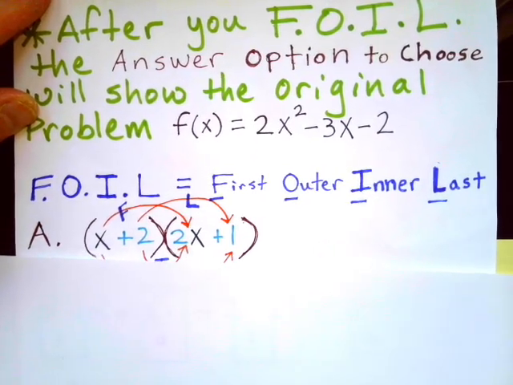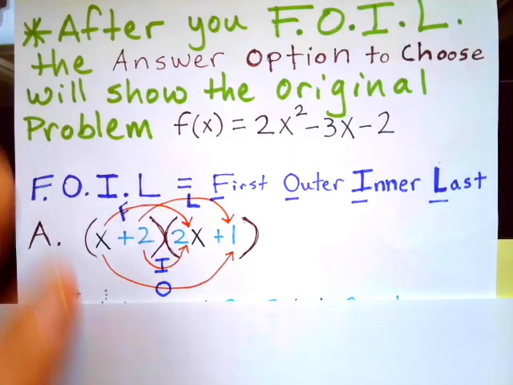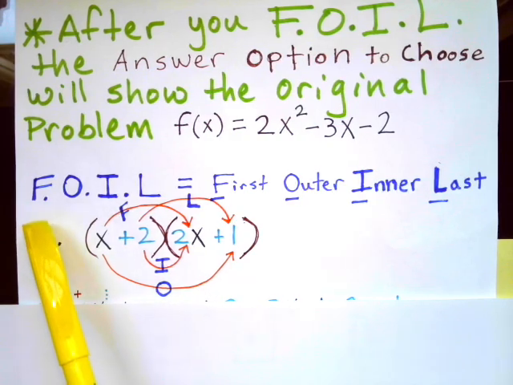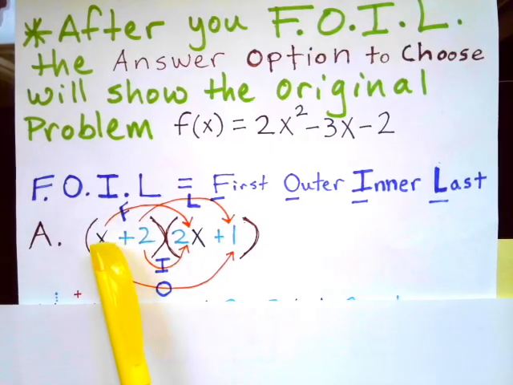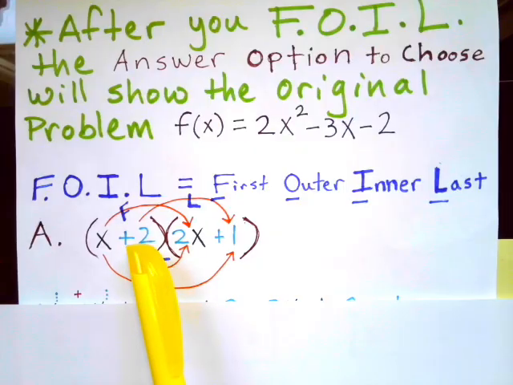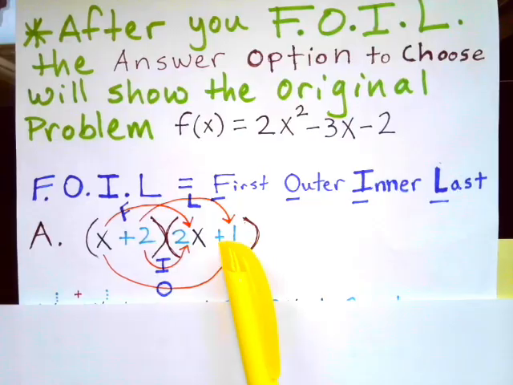So FOIL means, and I'm going to use option A to show you the diagram. Option A's answer was x plus 2 inside parentheses times 2x plus 1. It is a fancy way to use what's called the distribution property, where you take x and multiply it with each of the terms in the other parentheses, and then you take the positive 2 and do the same thing. You distribute or multiply with each term inside the parentheses.